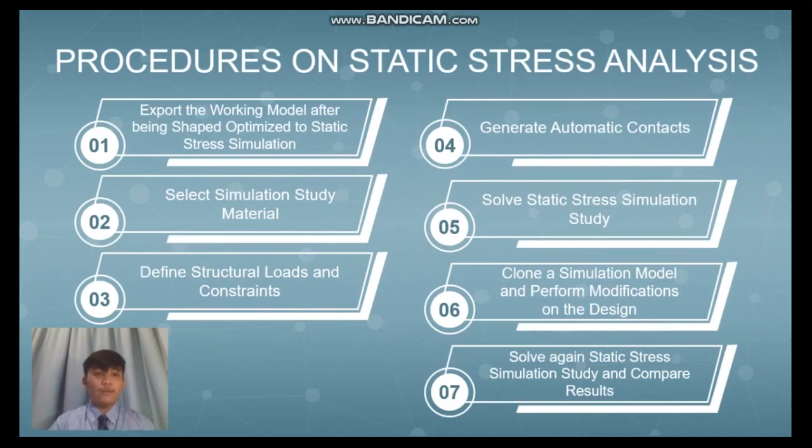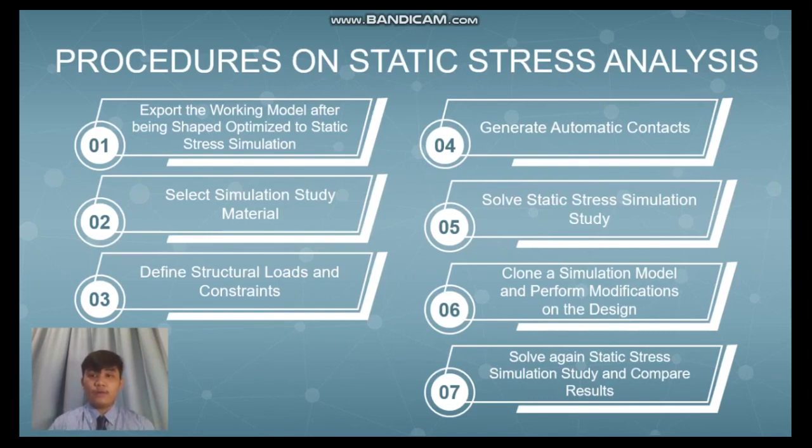So the first thing to do is to export the working model from the shape optimization workspace to the static stress simulation workspace. And select simulation study material, which in here is the high strength steel. Define structural loads and constraints, the ones previously discussed. Generate automatic contacts. So again, the automatic contacts feature in Fusion 360 ensures all components of the model are intact with each other. Like for example, the three bolt hole pins are made sure to be connected on the body of the lower control arm so that when simulation is applied or begins, the whole object is considered as one.